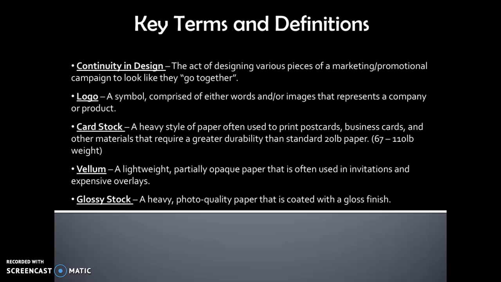A vellum is going to be a lightweight, partially opaque paper that is often used in invitations and expensive overlays. So you'll see this a lot in wedding invitations. You might have a really nice cardstock background with a thinner piece of paper over top of it. A lot of times if restaurants have menus that are very farm to table or very catch of the day kind of situations, they'll print it in the back on vellum every morning because the availability of those foods can change that quickly. Glossy stock is going to be a heavy photo quality paper that is coated with a gloss finish. You guys have all used that before.